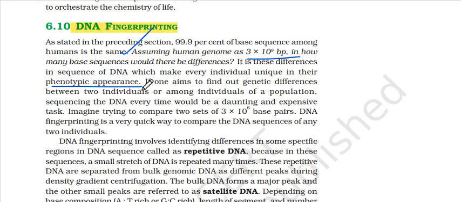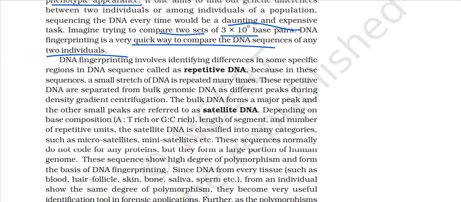If one aims to find out genetic differences between two individuals or among individuals of a population, sequencing the DNA every time would be a daunting and expensive task. Imagine trying to compare two sets of 3 × 10^9 base pairs, हाँ, क्योंकि हम diploids हैं. DNA fingerprint is a very quick way to compare the DNA sequences of any two individuals. हम दो individuals का DNA sequence अगर हम उसको compare करें तब fingerprinting बहुत easily हम use कर सकते हैं, because you cannot afford to every time check and demarcate between the DNA sequences of two organisms. It's a tedious job to do, right?